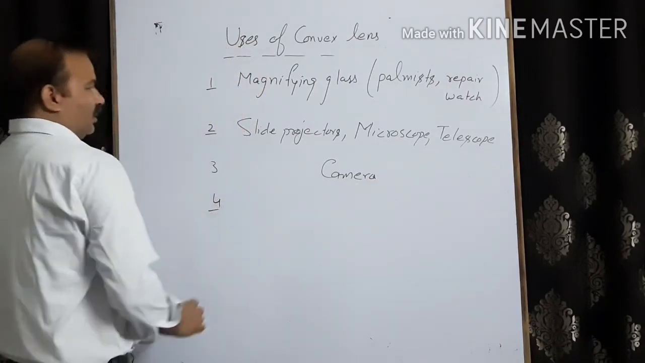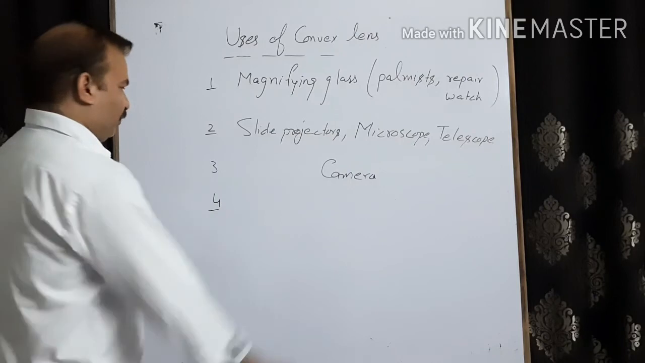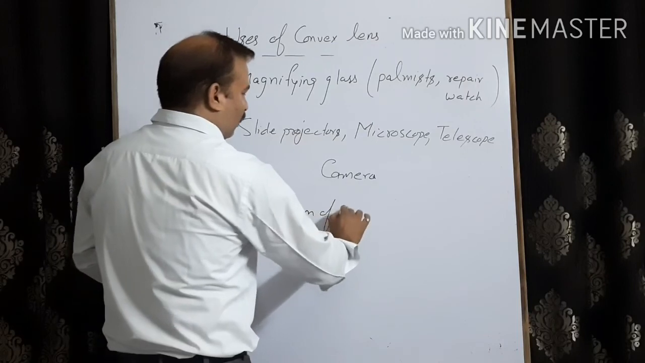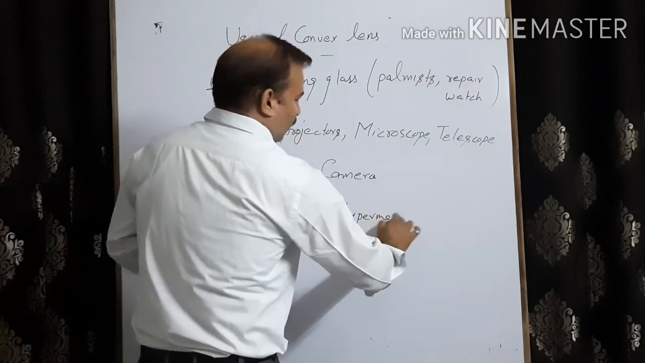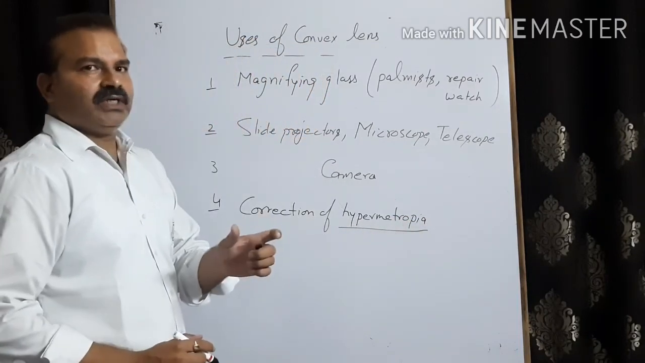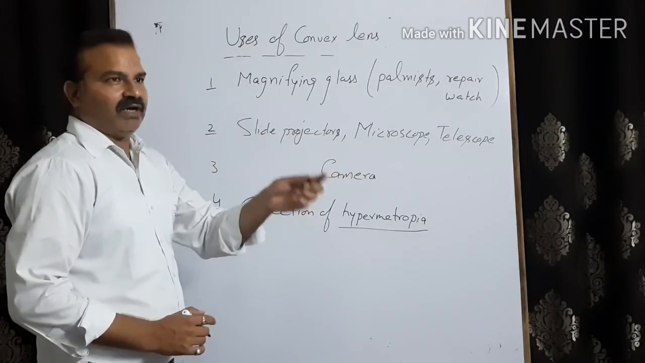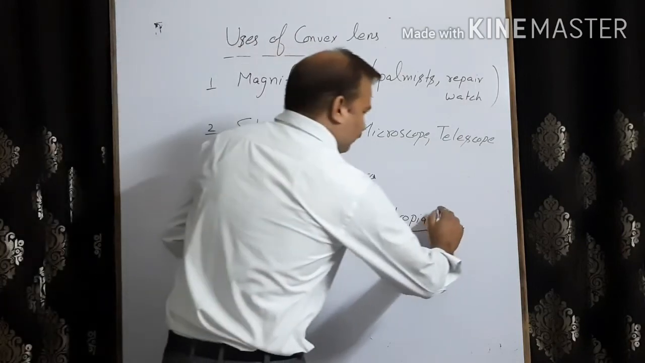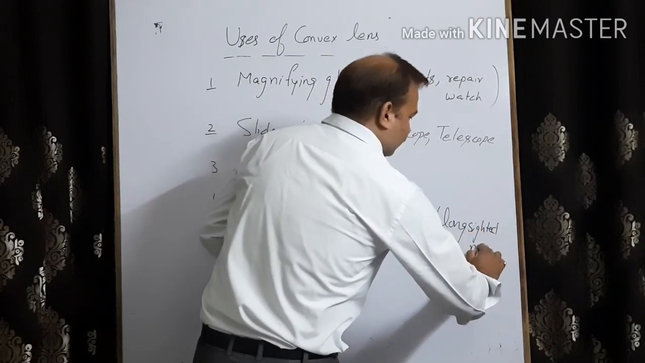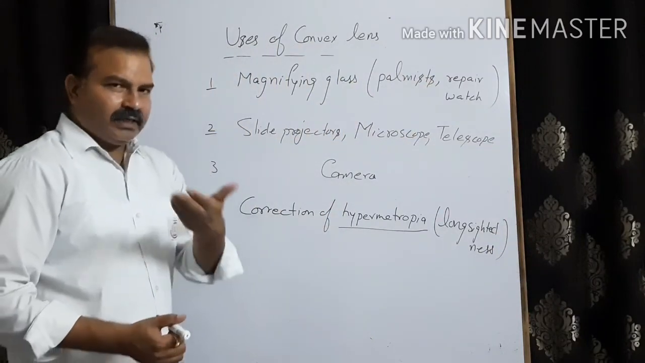The last is convex lenses used by those suffering from hypermetropia, for the correction of hypermetropia. Hypermetropia is a disease in which a person can see a distance which is far away, but not the nearby. The other name is long-sightedness. It means the person can see at a quite far distance but is unable to see the nearby distance.